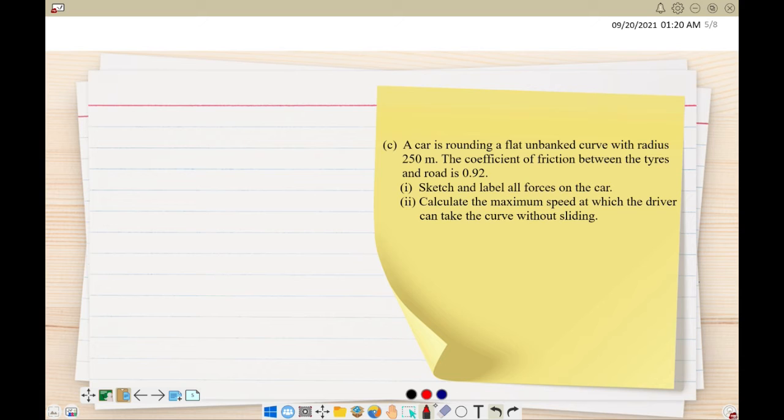Number 2C. A car is rounding a flat unbanked curve with radius 250 meters. The coefficient of friction between the tires and the road is 0.92. The first Roman, you need to sketch and label all forces on the car. Okay, so as usual, please list out all the information given. You have the radius 250 meters. And you have the coefficient of friction, which is mu, 0.92.